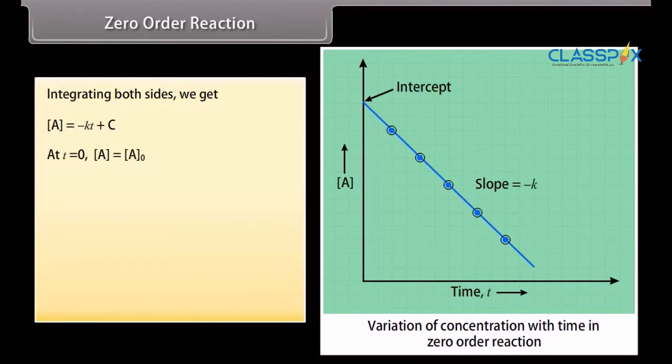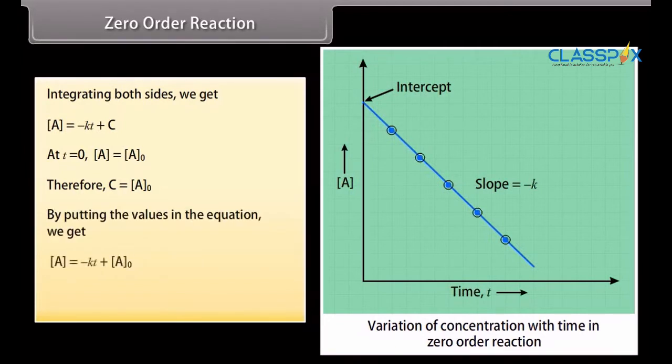At t is equal to 0, A is equal to A naught. Therefore, C is equal to A naught. By putting the values in the equation, we get A is equal to minus Kt plus A naught. Or it can be written as K is equal to 1 upon t multiplied by A naught minus A.